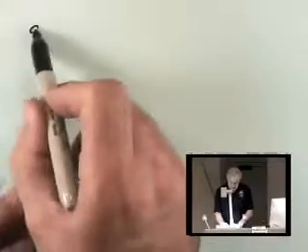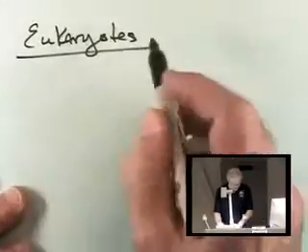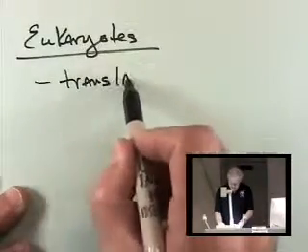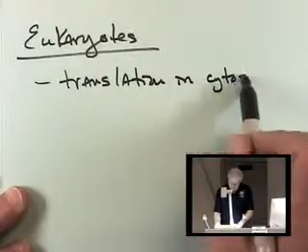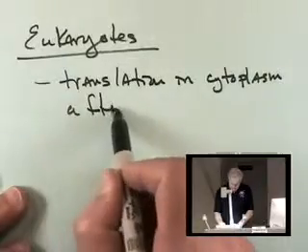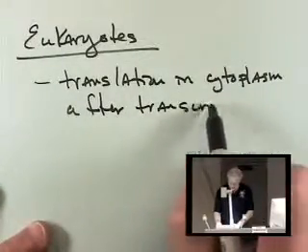So in eukaryotes, the translation is in the cytoplasm. After transcription and RNA processing.